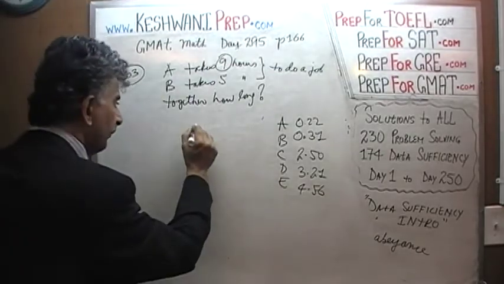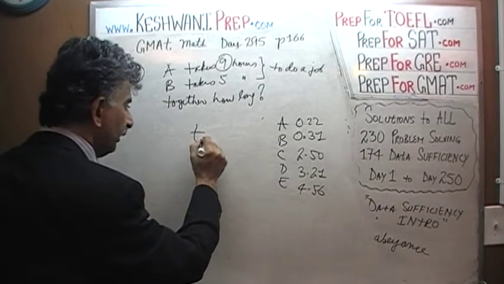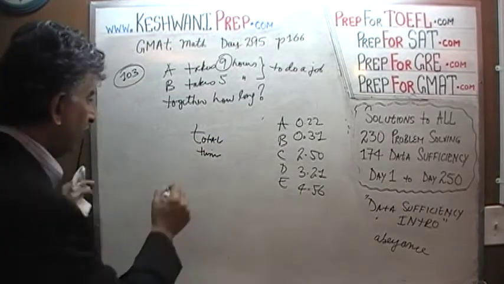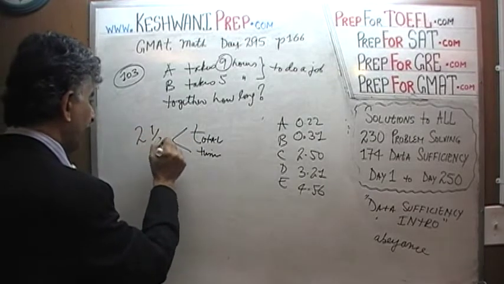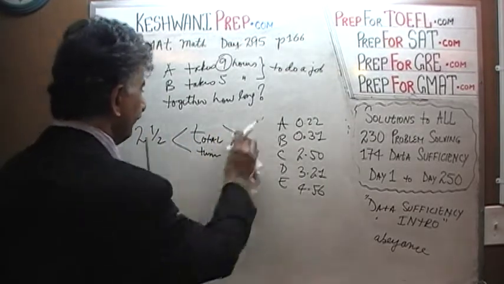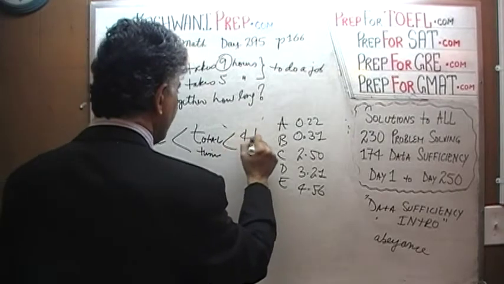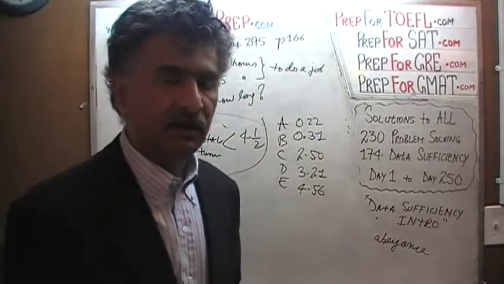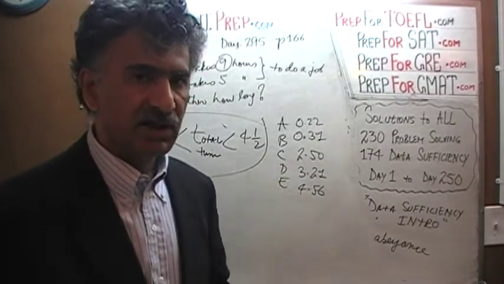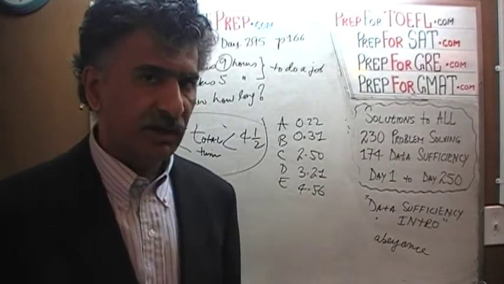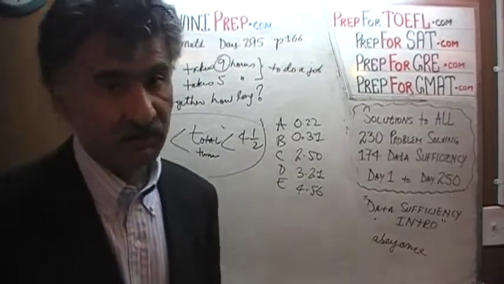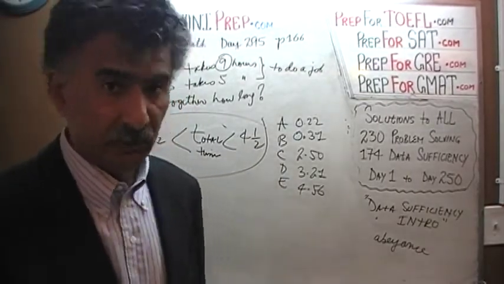What all of this tells us is that the total amount of time that they will take to do the job together has to lie somewhere between 2.5 and 4.5. Simple logic, pure logic tells me that any answer choice that falls outside this range is not possible. It's nonsensical. Let's see what we can do.